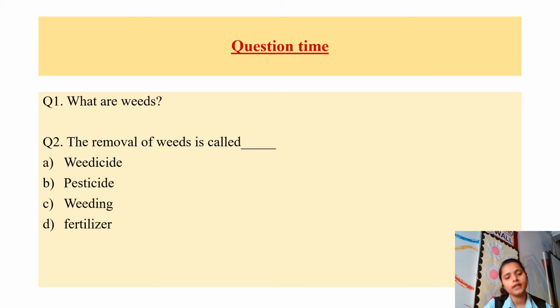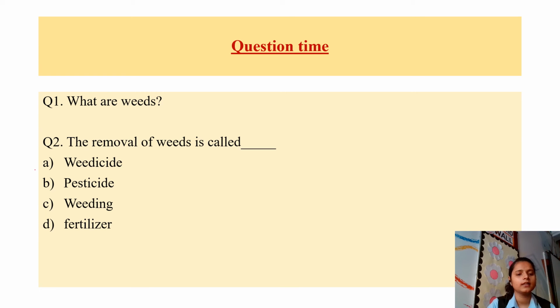Now this is the question time. I want you to tell me what are weeds. You can define weeds, and you can write down your answers in the chat box also. Yes, weeds are undesirable or unwanted plants. Very good. The next question is MCQ type. The removal of weeds is called dash. The options are A. Weedicide, B. Pesticide, C. Weeding, and D. Fertilizers. Tell me the answer, or you can write your answers in the chat box.